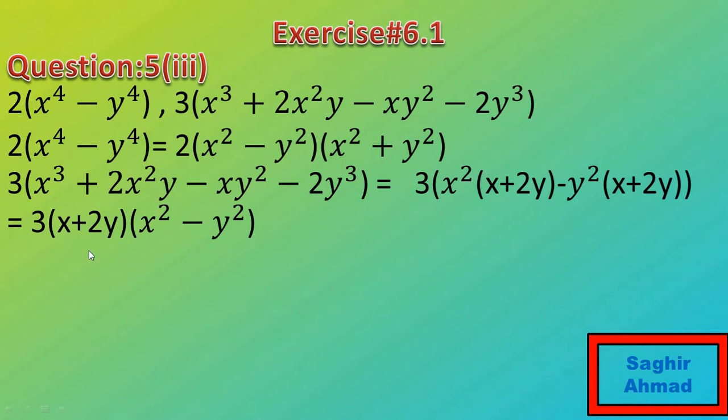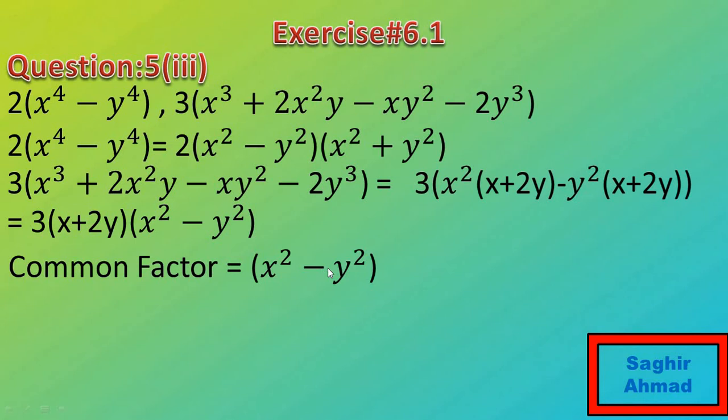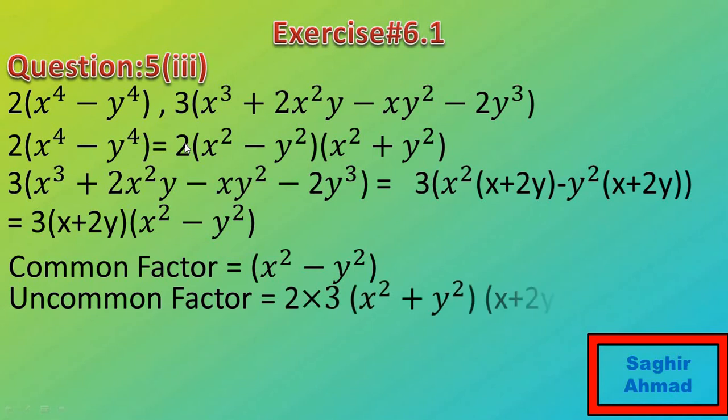Now to find the LCM, first of all we take the common factors between this expression and this expression. You can see the common algebraic expression is x^2 − y^2, so I write here the common factor is x^2 − y^2. Then I write the uncommon ones. You can see in this question the uncommon factors are 2, 3, x^2 + y^2 and x + 2y.